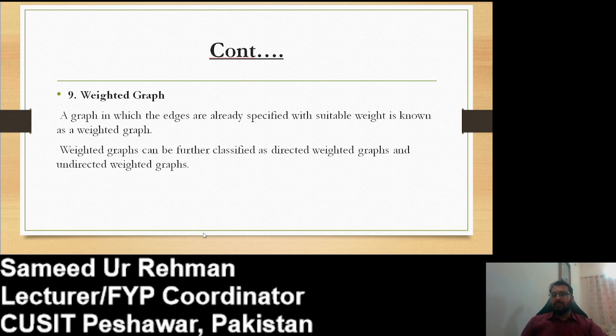The next one is the weighted graph, as I mentioned earlier when I explained what weight means. A graph in which a weight, a number, a cost, or a distance is associated with specific edges is known as a weighted graph. By definition, a graph in which the edges are specified with a suitable weight is known as a weighted graph. A weighted graph can be further classified as a directed weighted graph and an undirected weighted graph; it can be either directed or undirected.